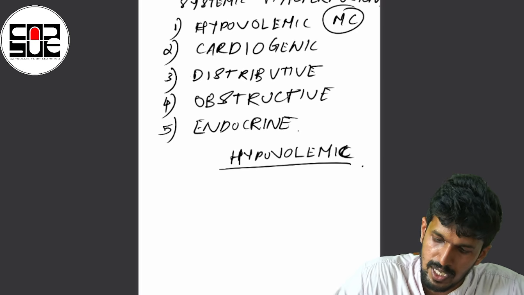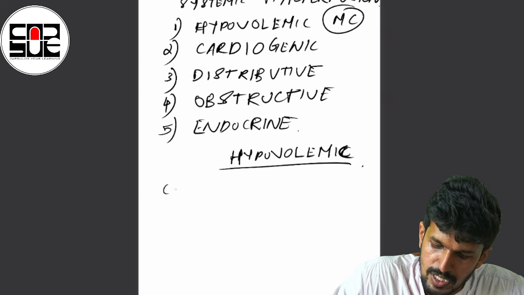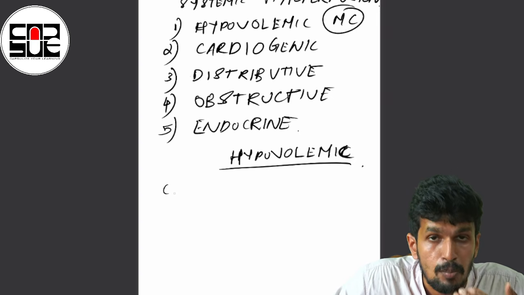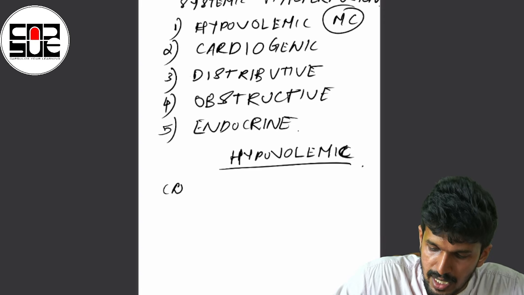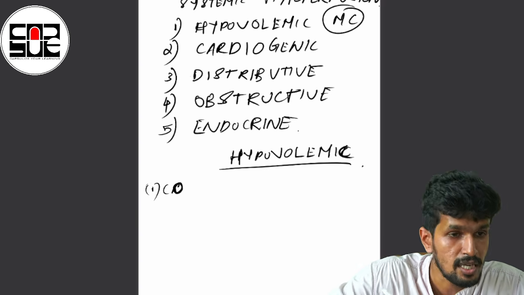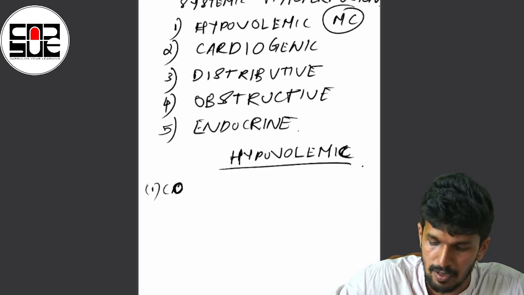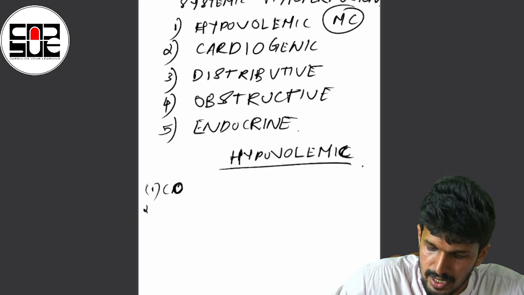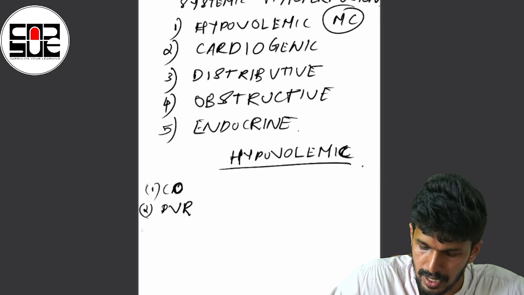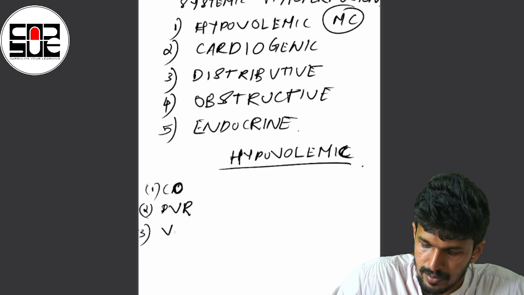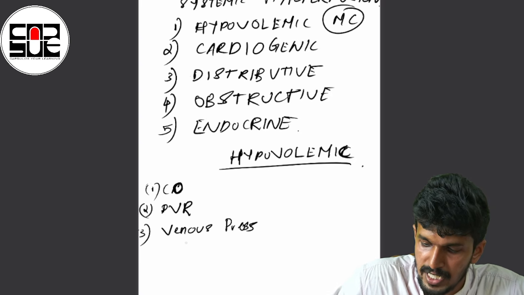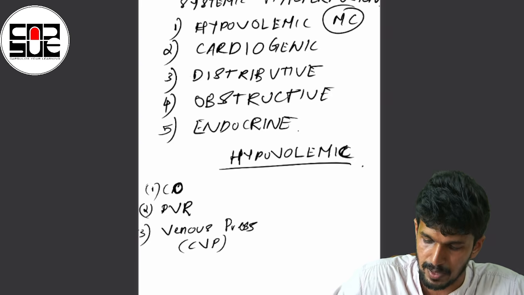So when it comes to shock, what are the cardiovascular and metabolic characteristics of shock which are important? The first heading is cardiac output. This we'll discuss by comparing with all the other types of shock. First of all, I'll write all these headings down. Second thing which we need is peripheral vascular resistance. Third one, venous pressure. This is measured by CVP or central venous pressure.